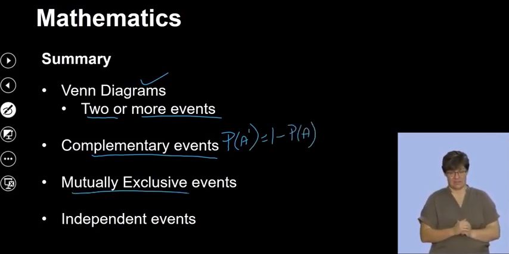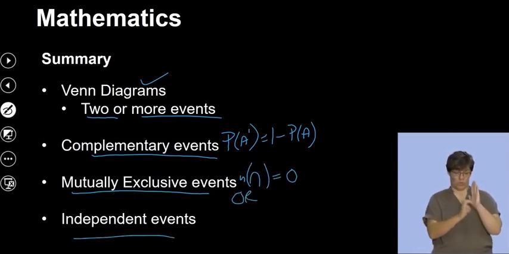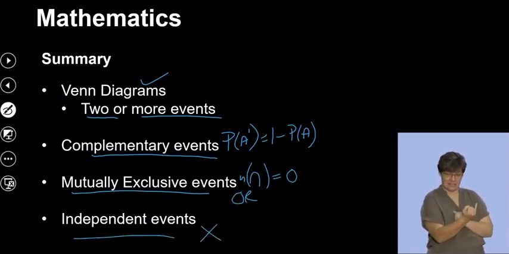We've also recognized mutually exclusive events. Remember, there is no intersection. The number of elements in the intersection is equal to 0, and we're going to use the OR rule here. For independent events, we're going to use the multiplication rule.